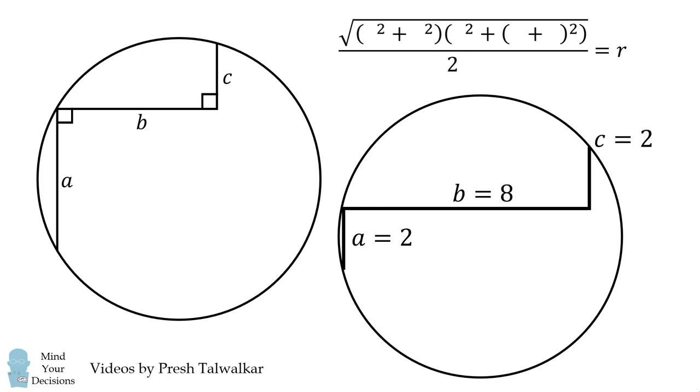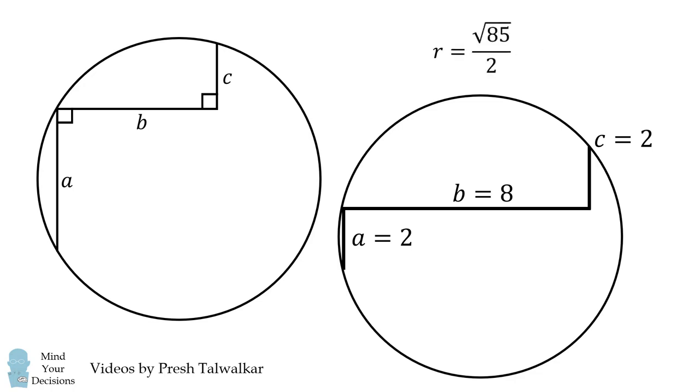We can then substitute into the formula, and then we simplify it, and we immediately get that the radius is equal to the square root of 85 all over 2, which is approximately 4.61. And that's our answer. I love that this problem reduces to one we've already solved.